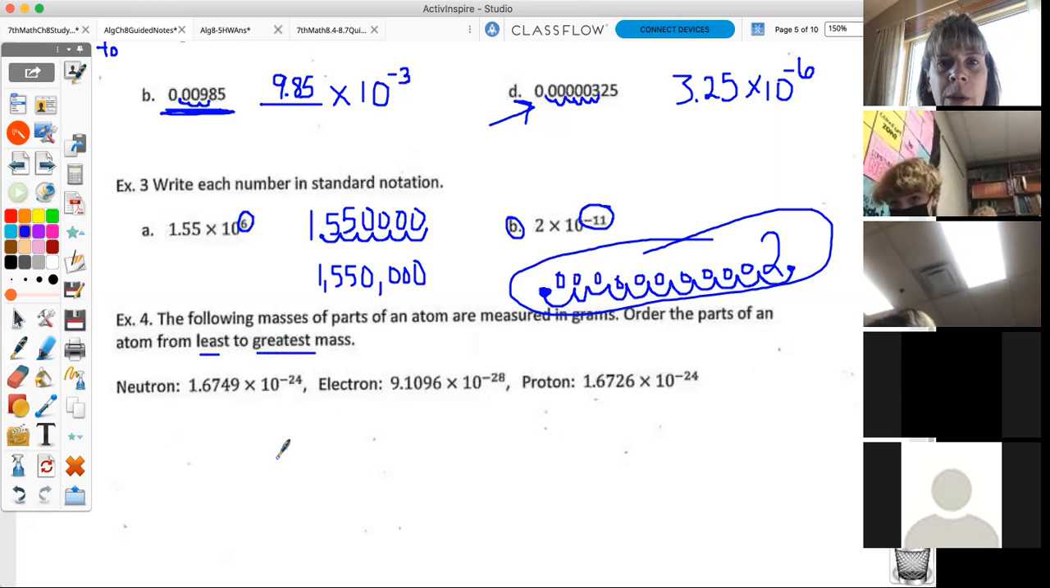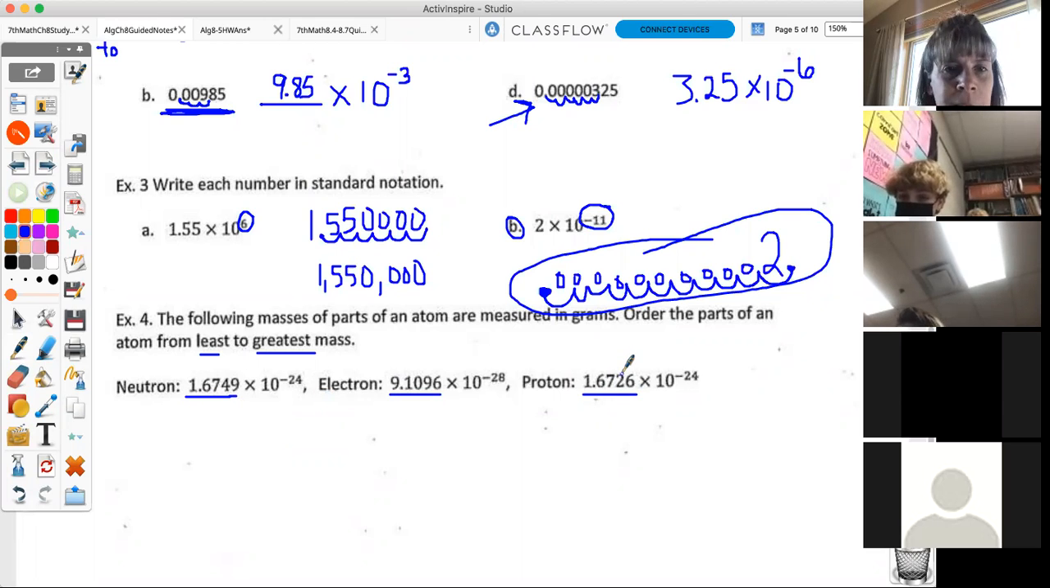We need to order them from least to greatest. Now, normally when we compare numbers, we just look at the number and see which one's less, right? But when they're in scientific notation, you can't just look at the number out front and say, oh, hey, look, this one's the smallest. It isn't. You actually have to look at the exponent of the 10.